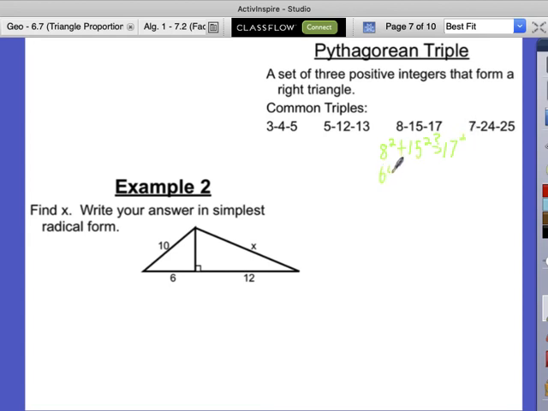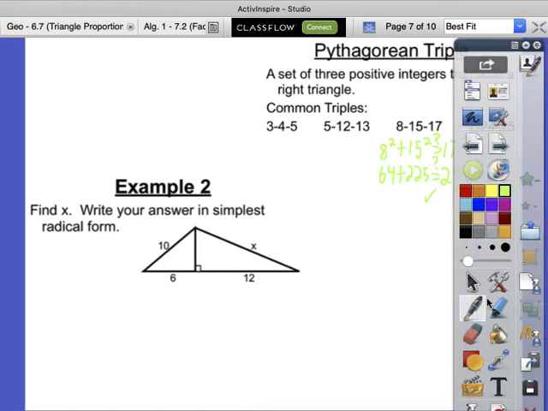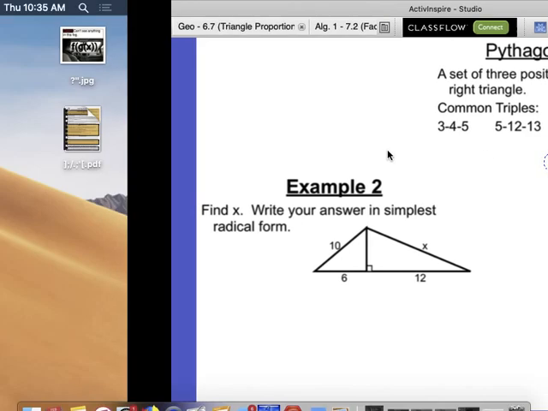Well, 8 squared is 64. What is 15 squared? 225. Can anyone tell me what 17 squared is? 289. And does 64 plus 225 equal that? Yes. So this triple does work out. And 7, 24, and 25 would as well. They all work out. And so there are just triples that have been found.